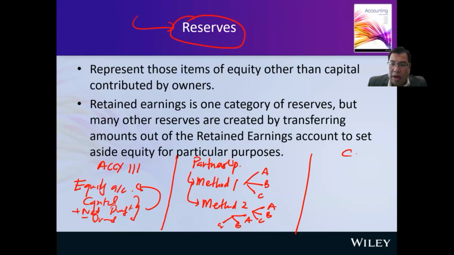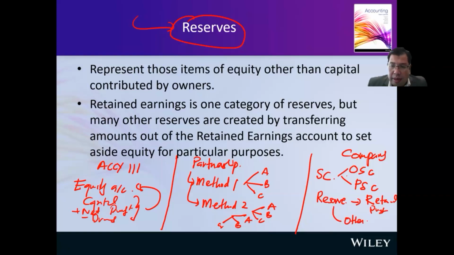And for company, you have your equity, your ordinary share capital. I mean share capital, which can be ordinary share capital or preference share capital, and then you have retained profit, reserve. You have a retained profit, and you have other reserve. So this is a different concept, a different way of presenting your equity accounts in different types of business.